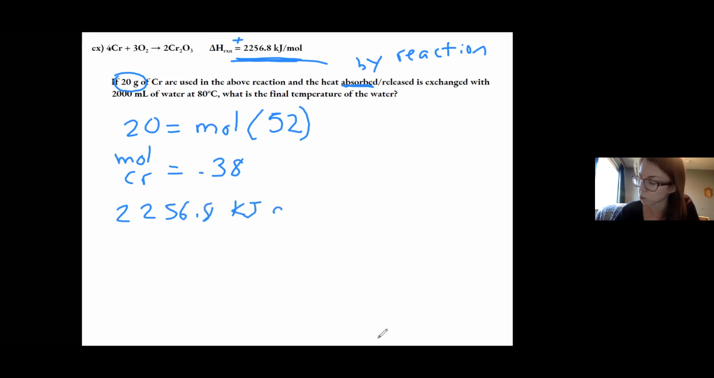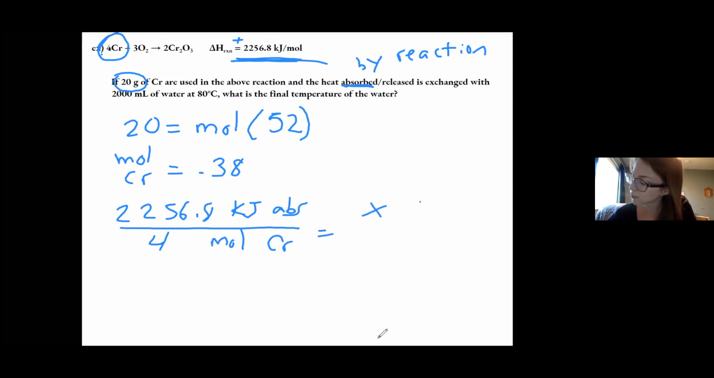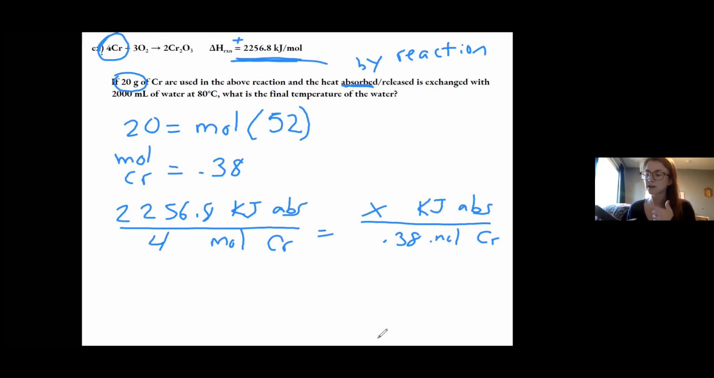Because of the heat of reaction, we would get 2,256.8 kilojoules absorbed if we had, because of the coefficient, 4 moles of chromium. But we're going to find out how many kilojoules we can absorb if we have 0.385 moles of chromium. So I will cross multiply to solve this, and I'm keeping that whole number in my calculator, so that's why I'm getting the numbers I'm getting. If you round a little bit, your answer might be slightly different, and that's okay. Cross multiplying, 4x equals 868, and when we divide by 4 for x, we get 217.